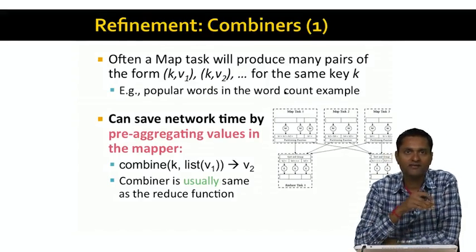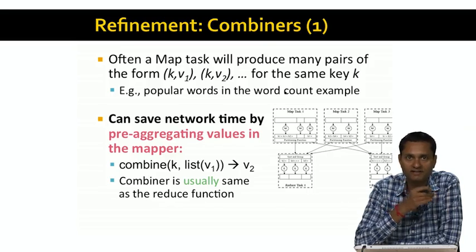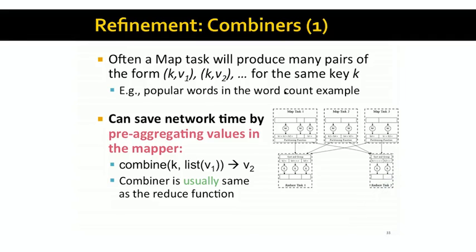Now, one of the things that you may have noticed in the previous examples is that a map task will produce many key value pairs with the same key. For example, a popular word like "the" will occur in millions and millions of key value pairs. Remember that the map tasks are happening in parallel on multiple worker nodes, and the key value pairs from each map node have to be shipped to reducer nodes.